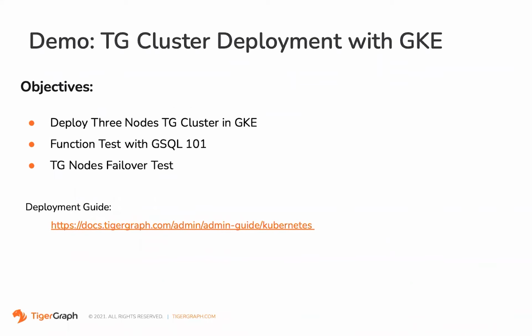So next, I will demonstrate how to run TigerGraph quickly inside Kubernetes. In today's demo, we have three objectives. Firstly, we'll deploy a 3 nodes TigerGraph cluster in GKE. After deployment, we'll do some basic function tests with this new cluster to make sure everything is running properly. After that, we'll do a node failover test to ensure our cluster can be auto-recovered, even if 1 node or several nodes were down. We'll follow the deployment guide as below.